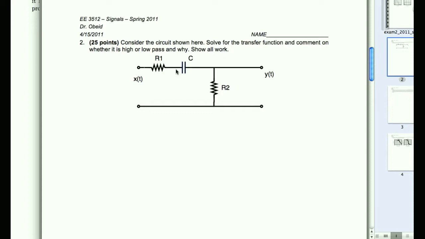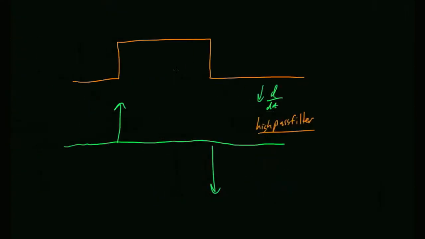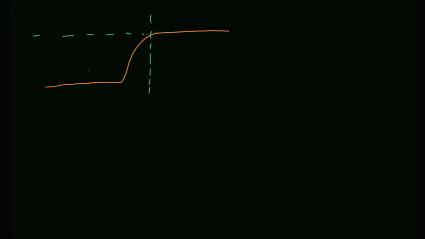At high frequencies, what does the cap do? It shorts. When that cap shorts, what's going to happen to Y? It's going to be equal to R2 over R1 plus R2. Right, at high frequencies, when the cap shorts, you're left with a voltage divider, R2 over R1 plus R2. So it's like a high pass, a crappy high pass filter. Basically at low frequencies you're getting 0, and at high frequencies you're getting R2 over R1 plus R2, and at low frequencies you're getting 0.